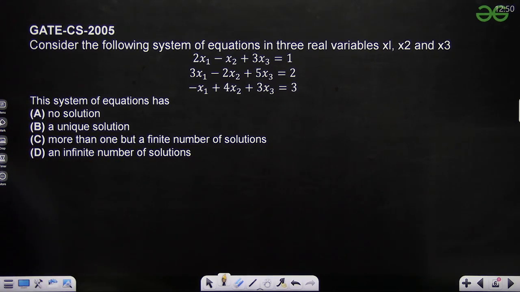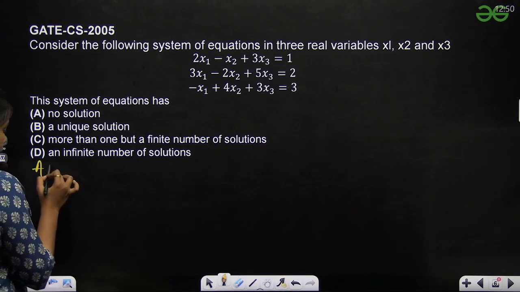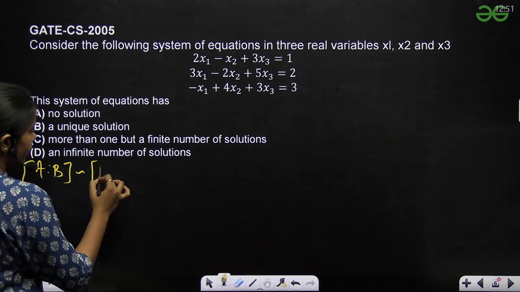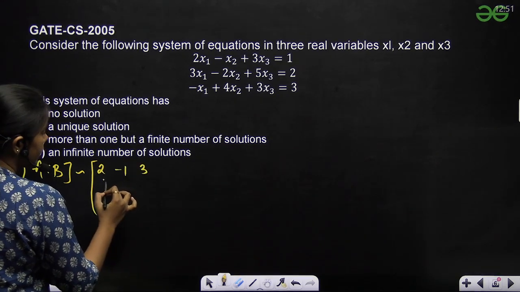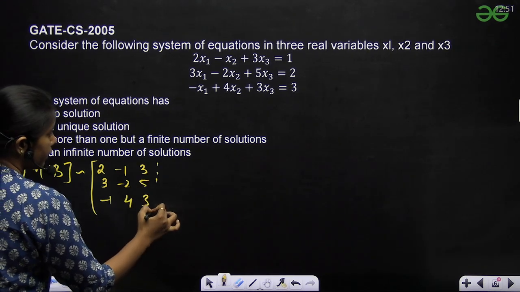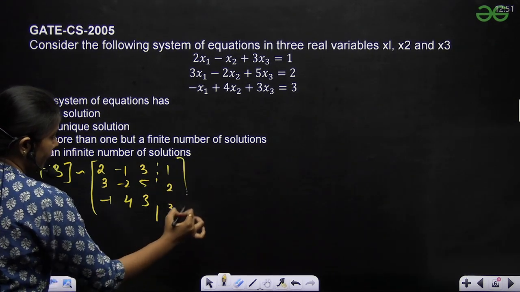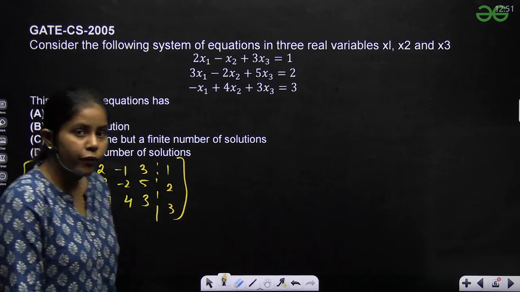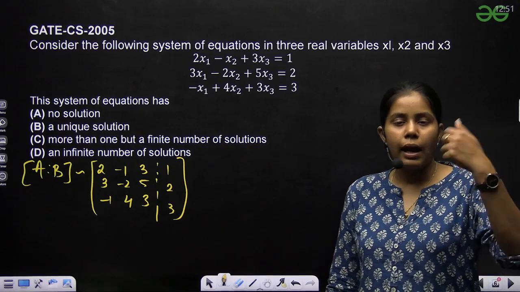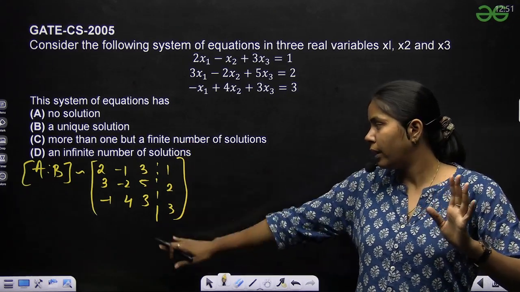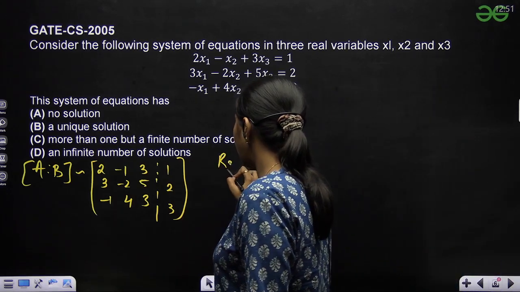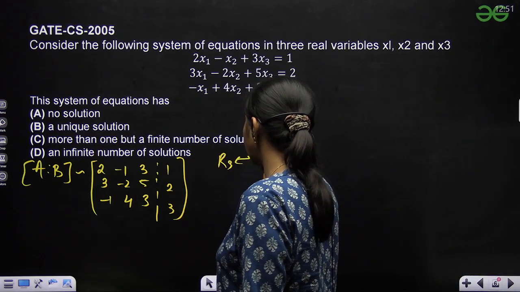Right, but right now, what would be your system of linear equations? You would write down your augmented matrix, A augmented B. A is your coefficient matrix and B is your right side matrix. 2, -1, 3, 3, -2, 5, -1, 4, 3, and the right hand side would be 1, 2, 3. Now I have to row reduce it, but before row reducing, can I interchange the first and third rows, because there would be a 1 and negative of 1, which would help us get the next two entries to 0 easily. So I am doing R3 interchange with R1.